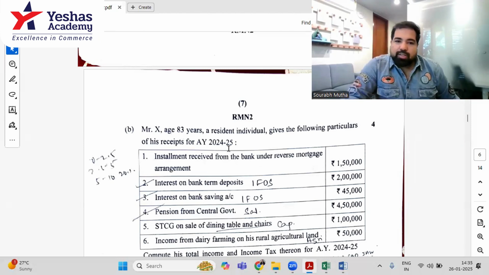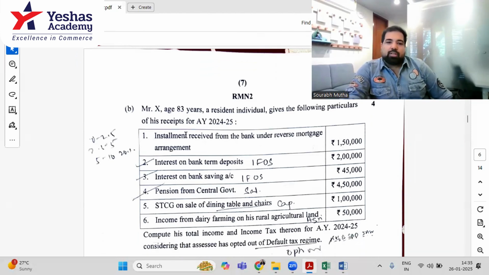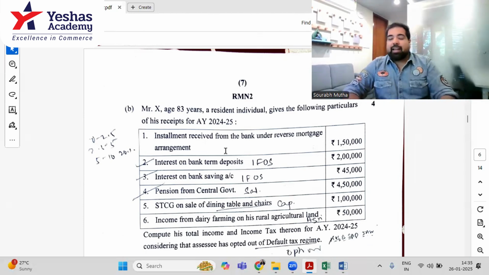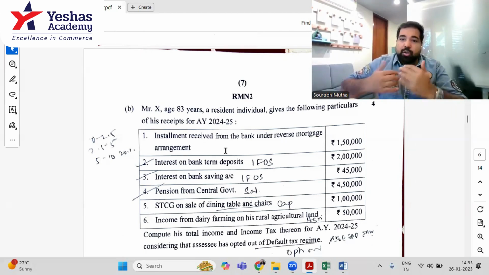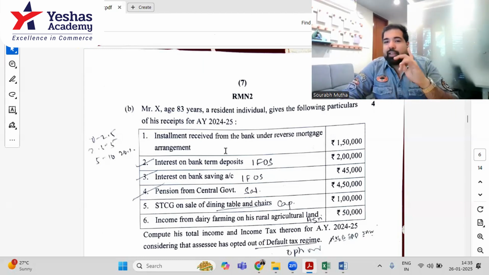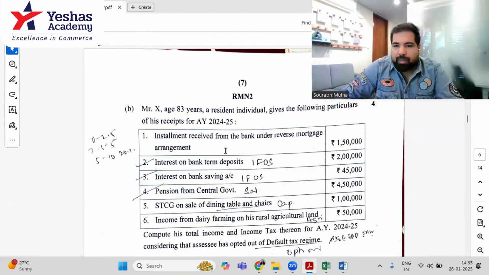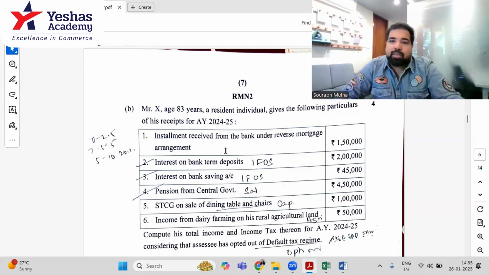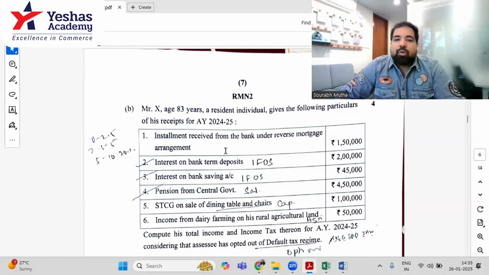He's 83 years old. He's a resident and he has the following receipts. Installment receipt from bank under reverse mortgage. Reverse mortgage, we had discussed that the money that you get under reverse mortgage is a loan, so it's not an income. So this is exempt. There's a section called section 10(43), if you remember. Interest on bank, IFOS. Interest on bank, again IFOS. Remember, you'll get a deduction under 80TTB because it's a senior citizen, 60 or more years old. Pension from central government will go under salaries.